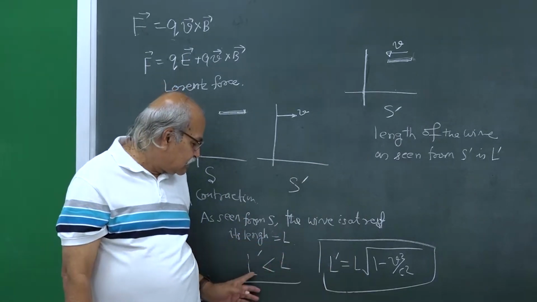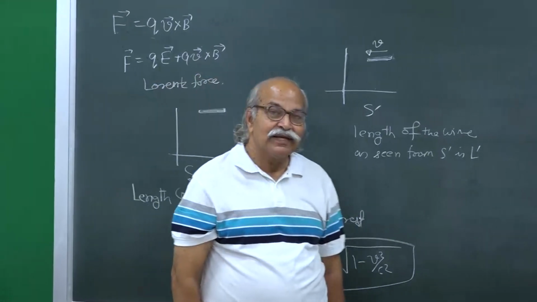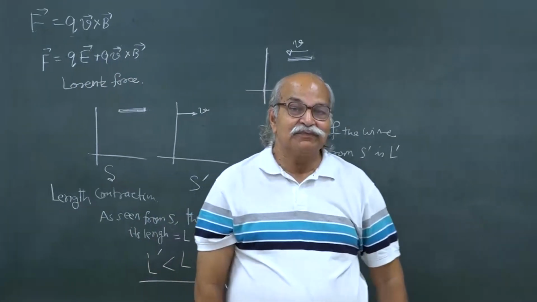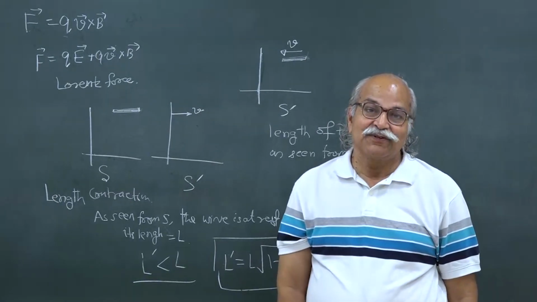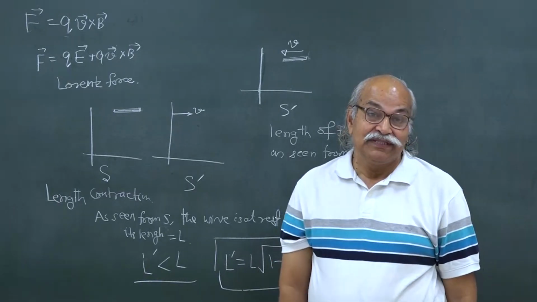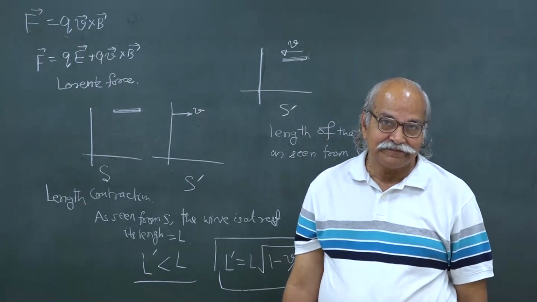So, remember, when the rod, the wire is at rest with respect to you, the length measured is maximum, and if the rod is moving with respect to you, then the length is shorter. So, that is known as length contraction.